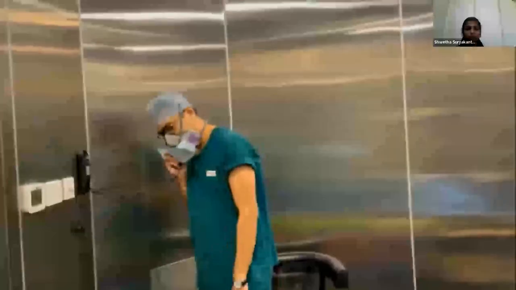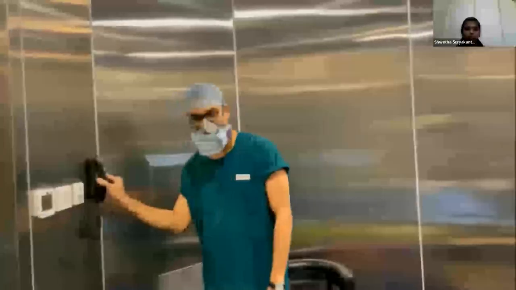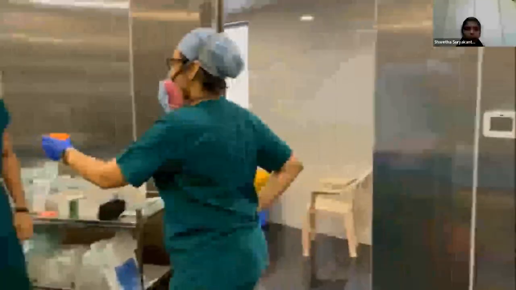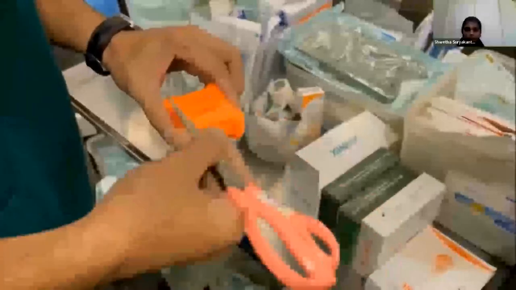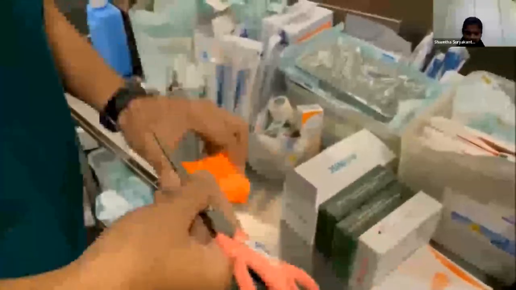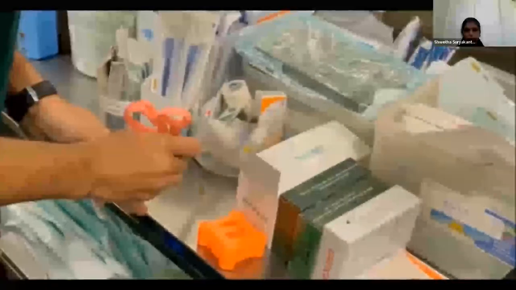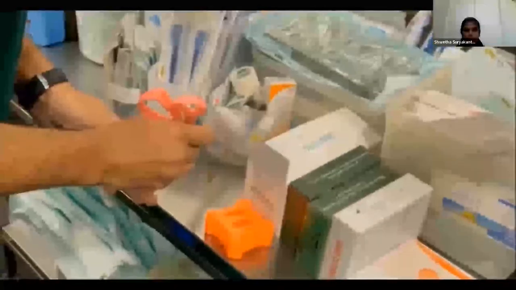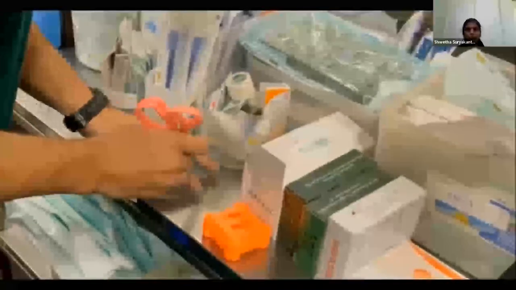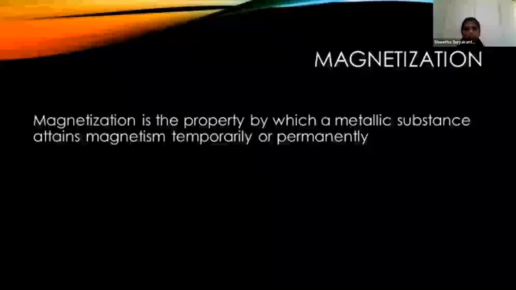We called the biomedical team and requested a magnet. Here it is. We took a metallic scissor and tried to magnetize it temporarily. And it worked. We tried a similar thing on an MVR plate. This worked too. So magnetization is the property by which a metallic substance attains magnetism temporarily or permanently.